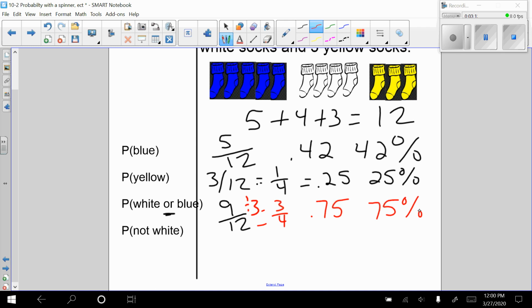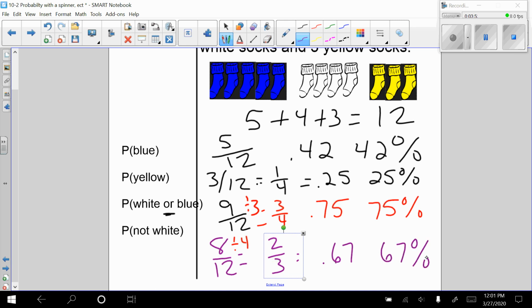Now, the next one says, what's the probability that it's not white? That means I'm going to find how many socks are blue and yellow to put here. So if I look at the blue and yellow, I have 8 of them out of the 12. Again, simplify. What can I divide both of these numbers by? I can divide them both by 4. Therefore, I'm going to come up with the answer of 2/3. What is that as a decimal? Go ahead and put it in your calculator if you need to. You're going to find out that that's 0.67. 2 divided by 3 gives you 0.6 repeating, and you're going to round it. So there you have about 67% of the time.